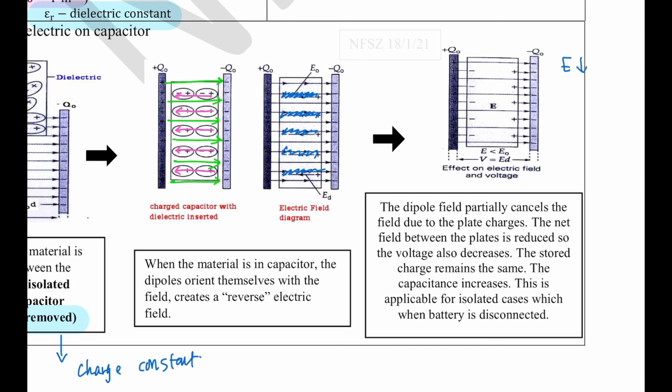Okay, the stored charge remains the same sebab you dah disconnect from the battery. So Q awak constant, E awak akan berkurangan. Okay, so because then the capacitance increases. Sebab apa? C equal to epsilon R C naught. Okay, so capacitance awak akan increase. This is applicable for isolated cases when battery is disconnected. So tiga benda ni akan berlaku apabila kalau you disconnect capacitor from the battery and you put in the dielectric material in between the plates.